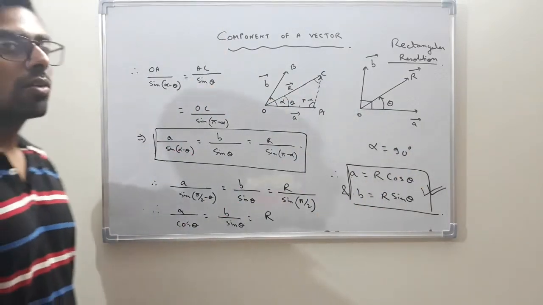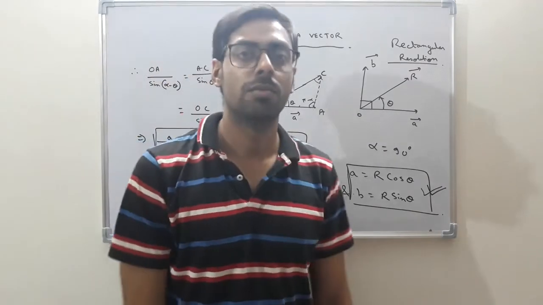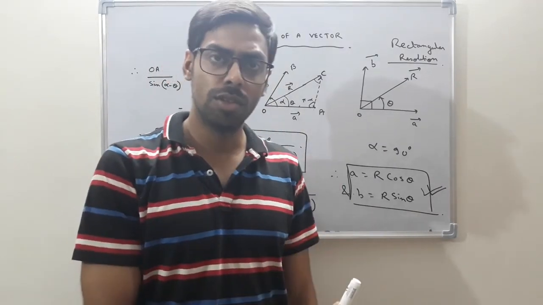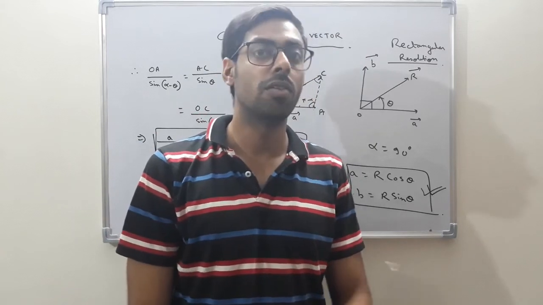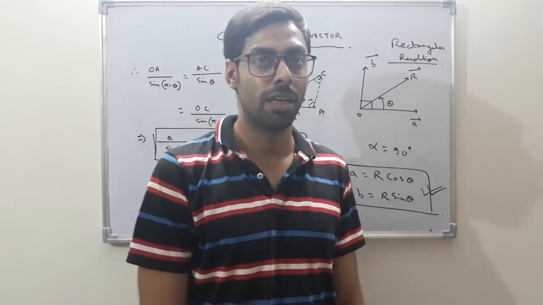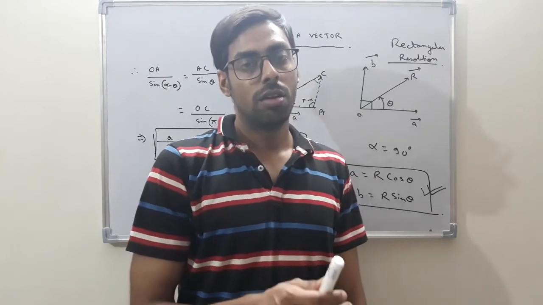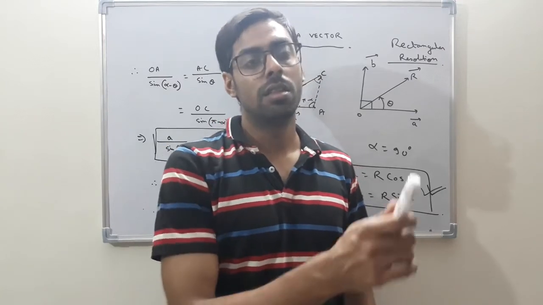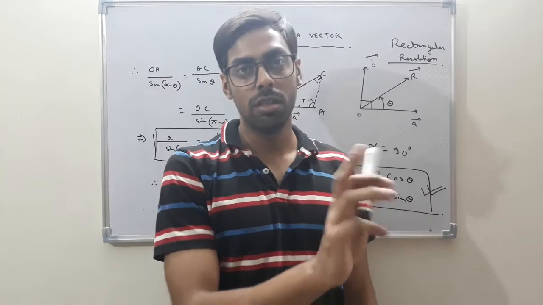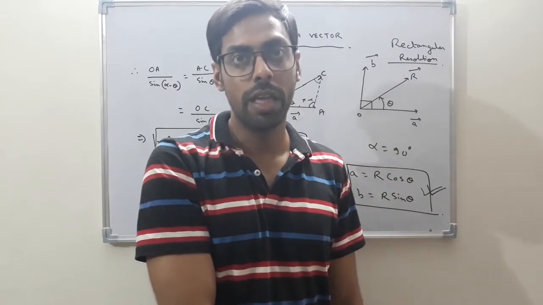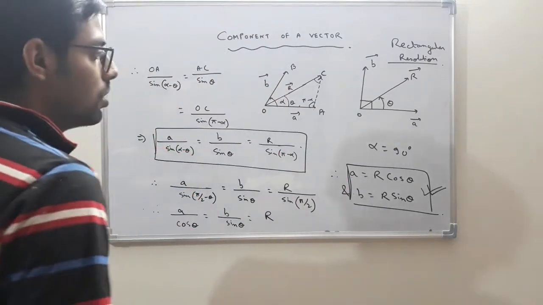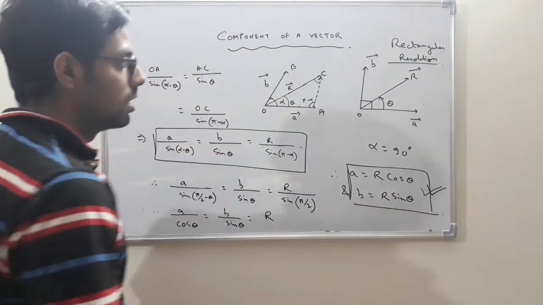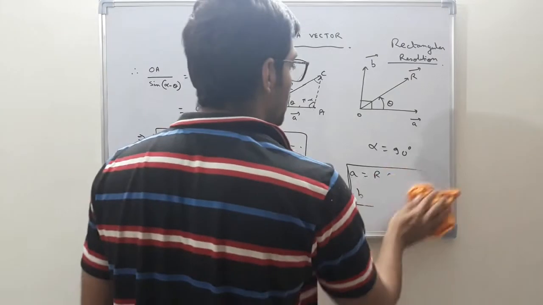Okay, so we can conclude that all vector resolutions are vector components, but all components of a vector are not the resolved parts of a given vector. For the two components to be the resolved parts of a given vector, the angle between these two components must be 90 degrees. So this is a very important relation in case of rectangular resolution of a vector.